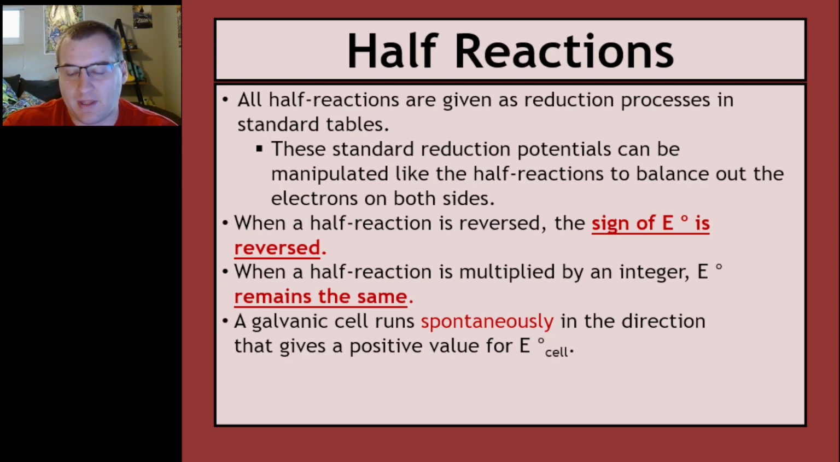A galvanic cell runs spontaneously in a direction if you have a positive E. So we talked about spontaneous with Gibbs free energy. A negative Gibbs free energy, a negative G, means something is spontaneous, but a cell is going to be spontaneous if you have a positive E. So if the voltage of the overall cell is positive, that means this reaction will happen. If it's negative, it's not, which makes sense because you can't have like a negative 1 volt battery or something like that. That doesn't make sense.